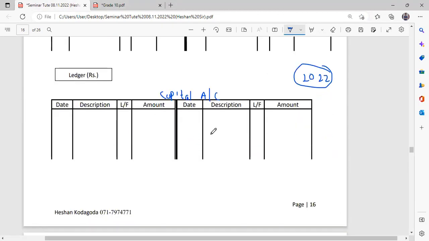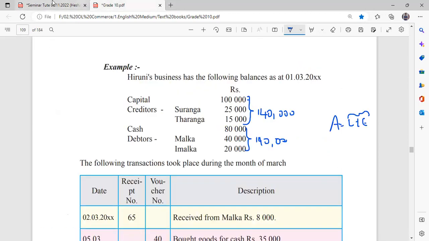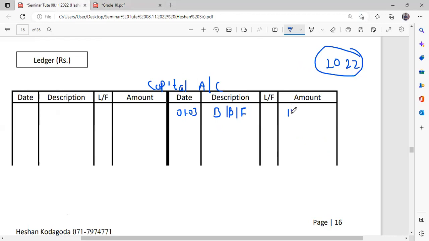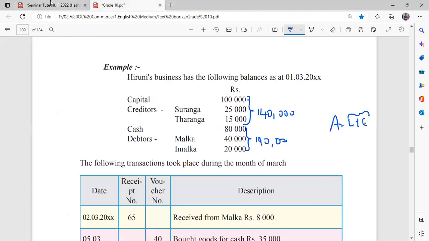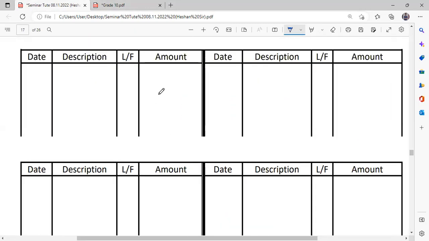This is our capital account, right? So date March 1st, description: balance brought forward, which means balance carried down on February 28 or 29, right? Amount 100,000. Okay, these are the creditors. You need to maintain separate accounts for creditors.